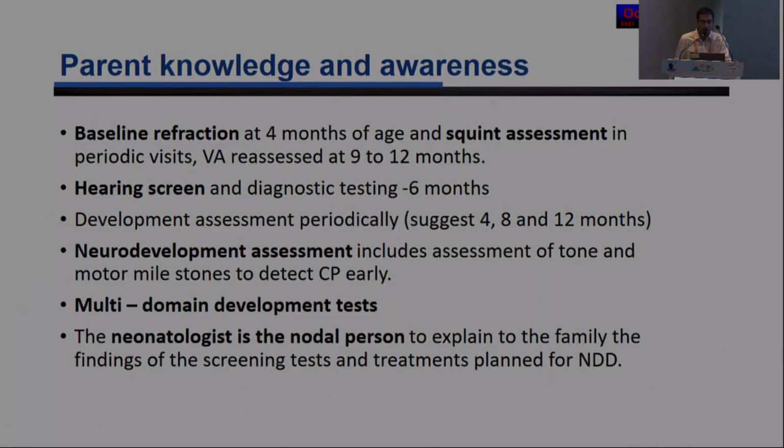So at the end, I would just summarize that parent knowledge is important. Baseline refraction has to be done in all babies. They can have multiple systemic anomalies, so their hearing and neurodevelopmental assessment are needed, and the neonatologist has to be kept in the loop, because their weight gain is important and anemia control is important; if it's not there, then the ROP won't regress. So weight gain and anemia control have to go hand in hand with this. Thank you.